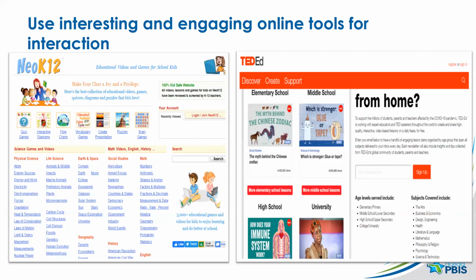With all the online tools that you have at your disposal for engaging students, the one on the left, Neo K-12, is a really neat one. It offers free resources for just about every subject area K through 12 and includes interactive diagrams and games and quizzes and different tools to create presentations and activities for students to participate in online. And then on the right, there's a site called TED Ed. For many of you, you might be familiar with the idea of TED Talks. They have this online resource that's available. It's similar to Neo K-12 in that it provides a variety of video-based lessons and such.